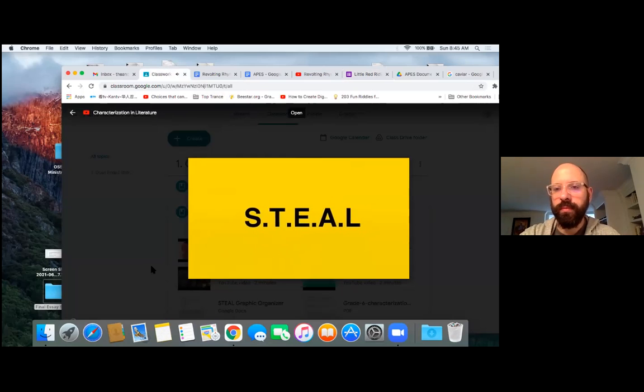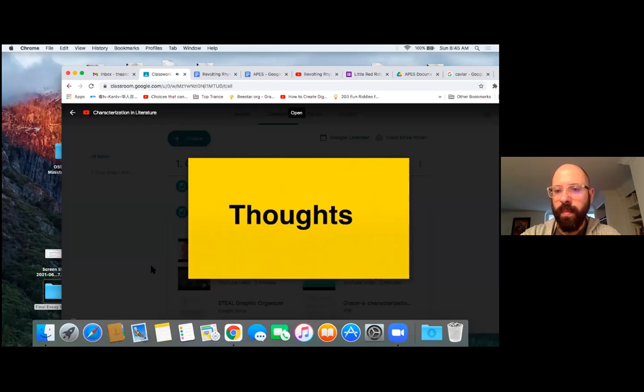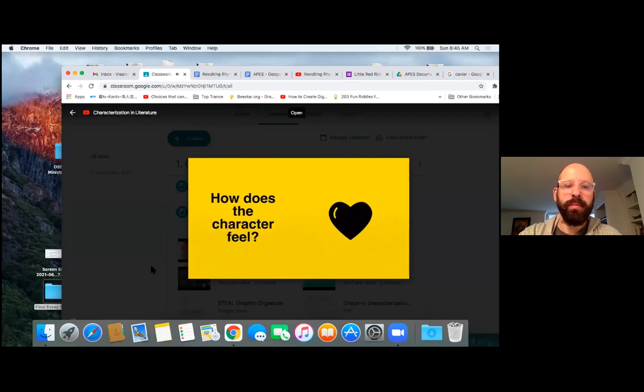When you want to better understand a character, use the acronym STEAL to help you. S stands for speech. Think about what the character says and how the character speaks. T stands for thoughts. Consider the character's personal thoughts and think about how the character is feeling.